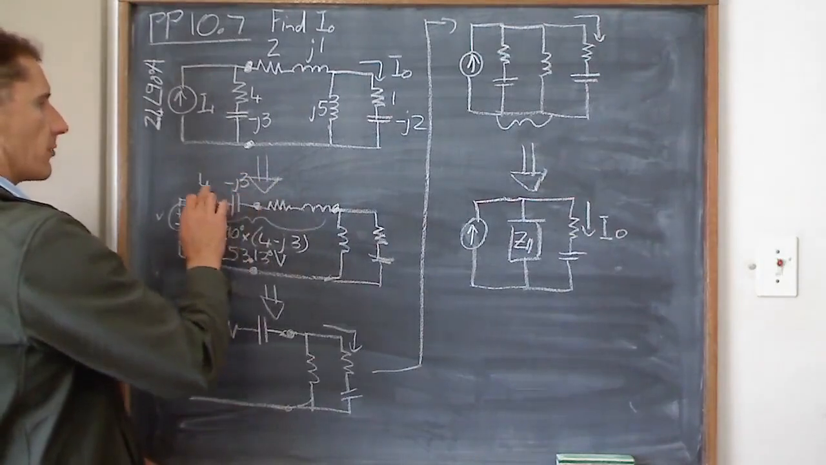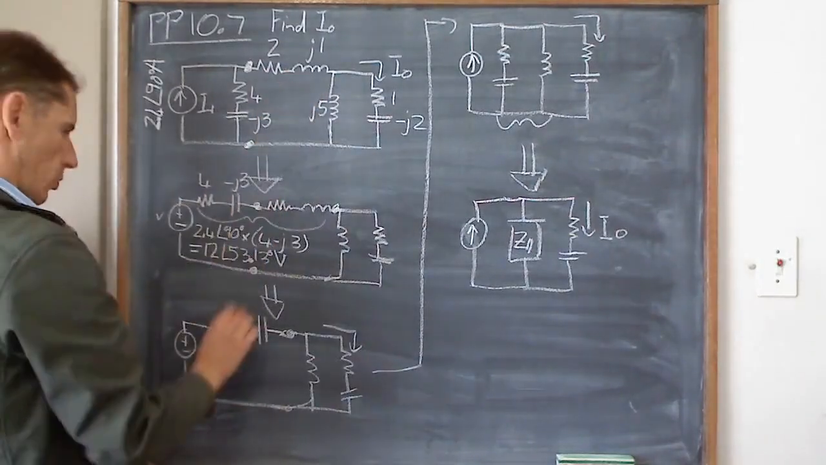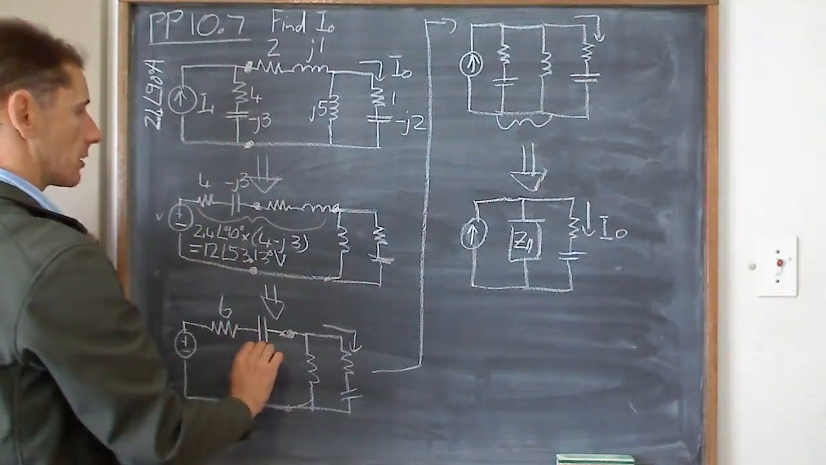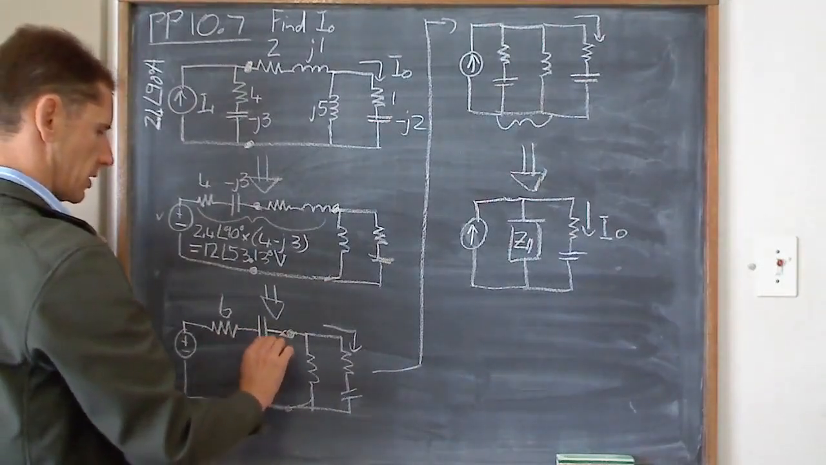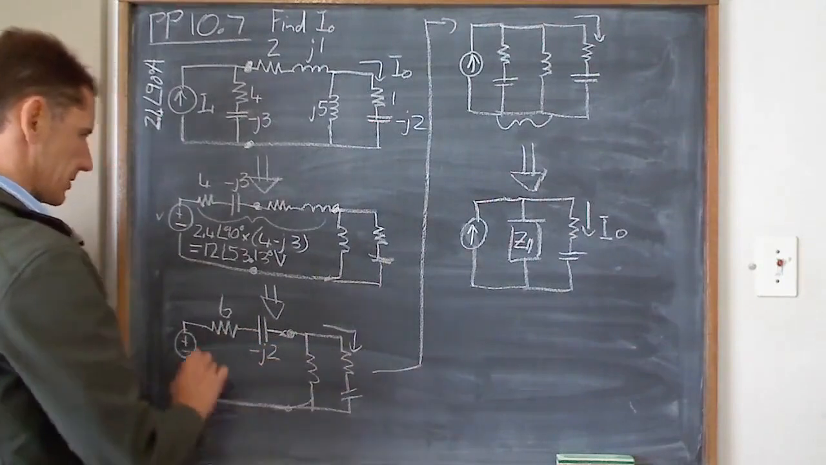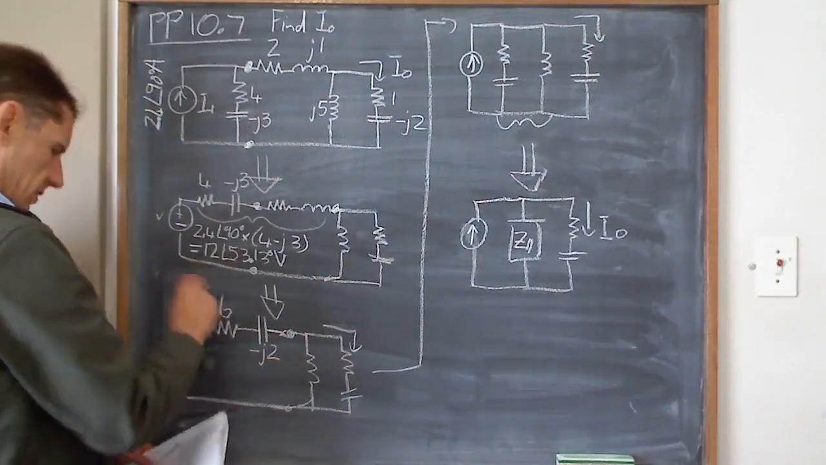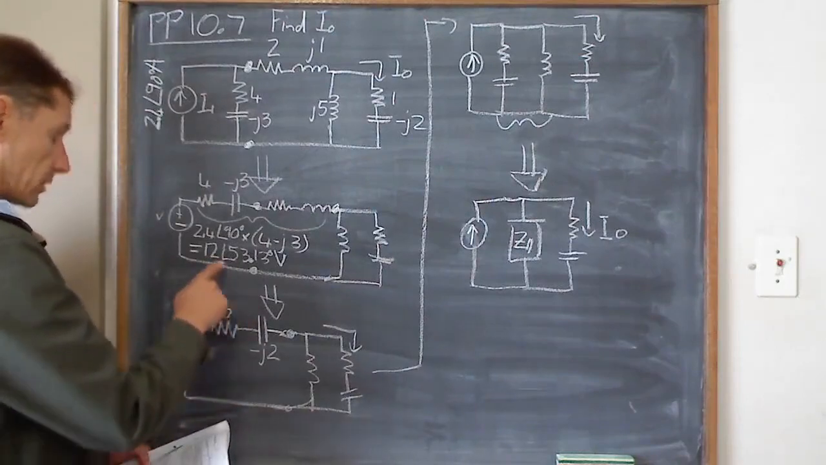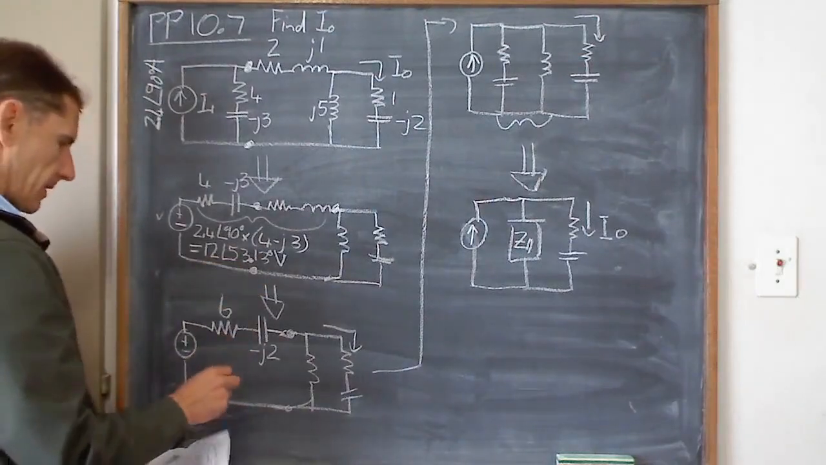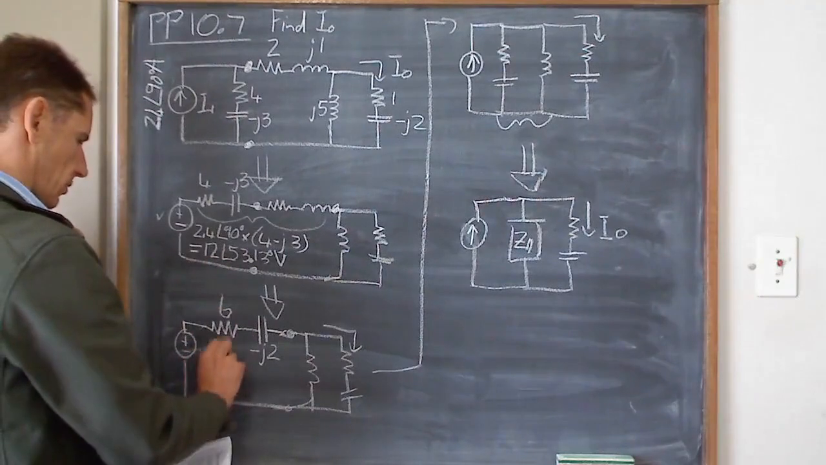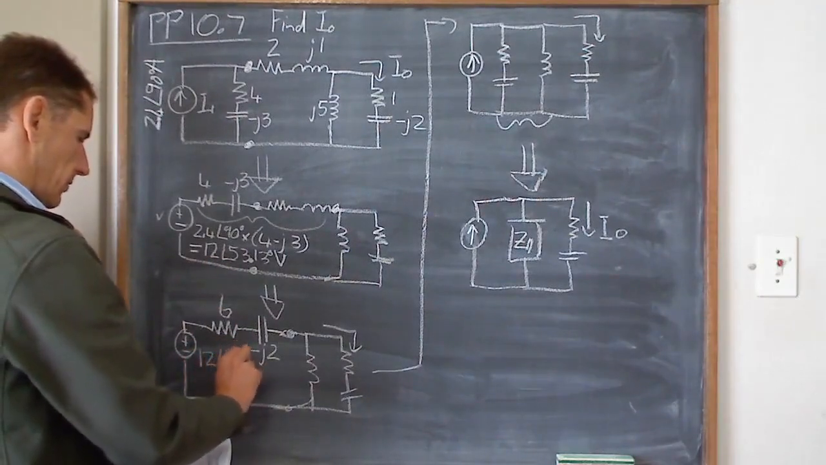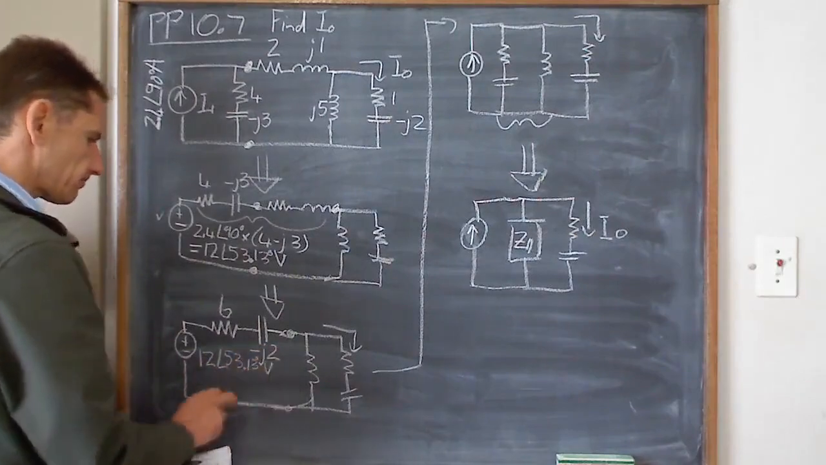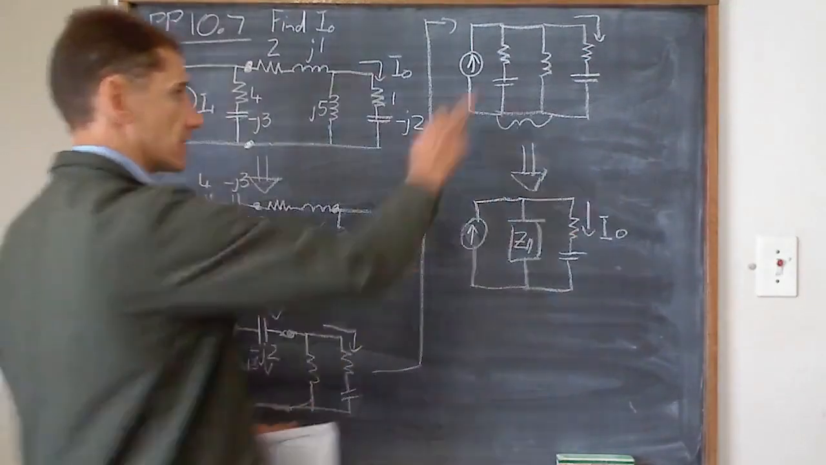Right, now I combine the 4 and the minus J3 with the 2 and the 1, so that means I get a 6 over here, and as we mentioned a little bit earlier, a minus J2 there. That still stays the same, and this voltage source is still the 12 angle 53.13 degrees volts.